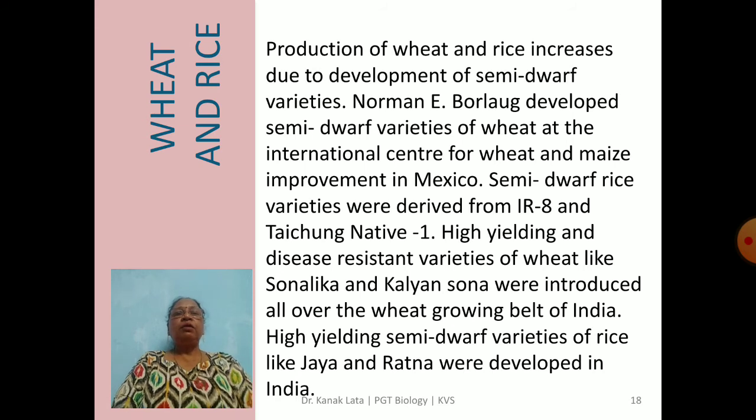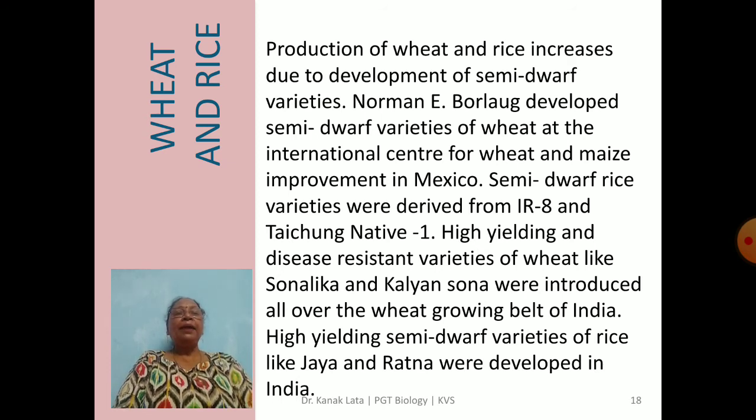Now let us see about the wheat and rice. These two are grown in our country. Production of wheat and rice increases due to the development of semi-dwarf varieties. How has it increased? Due to the development of semi-dwarf varieties.